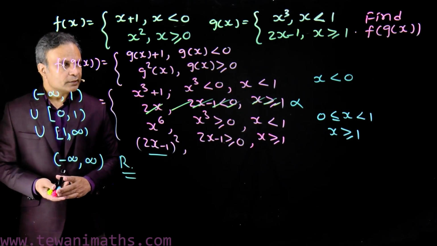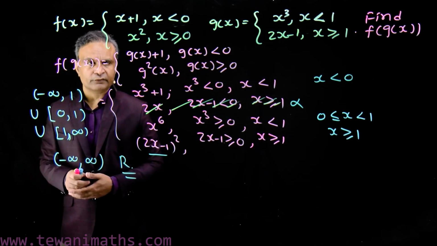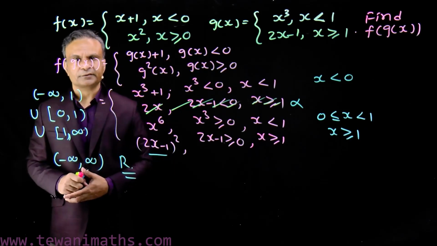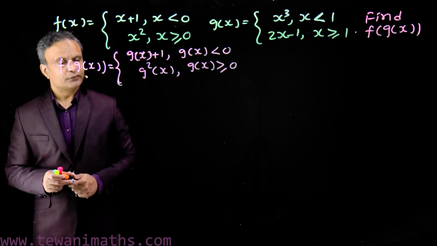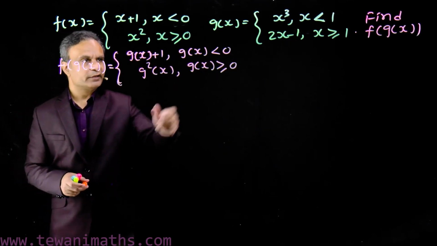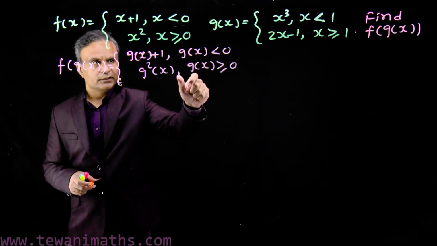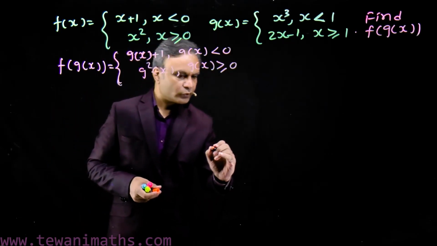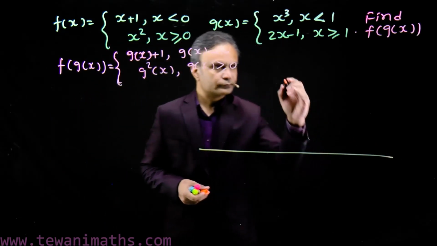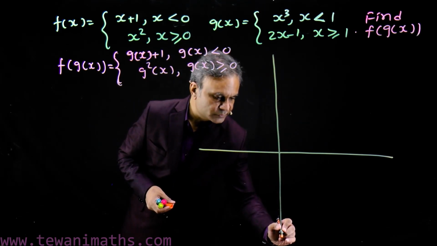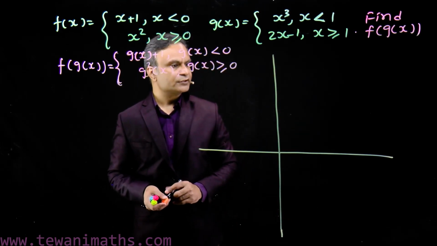Now here we have one alternative method. We have a graphical method. Let's check the graphical method. In this method, we first draw the graph of the inner function. Here the inner function is g(x) because here we have conditions on g(x). So we draw the graph of the inner function, the graph of g(x). You can use this method when it is easy to draw the graph of the inner function.